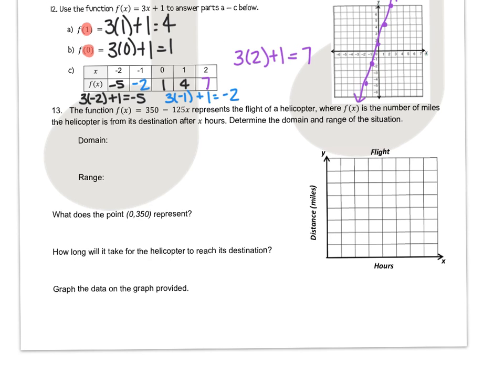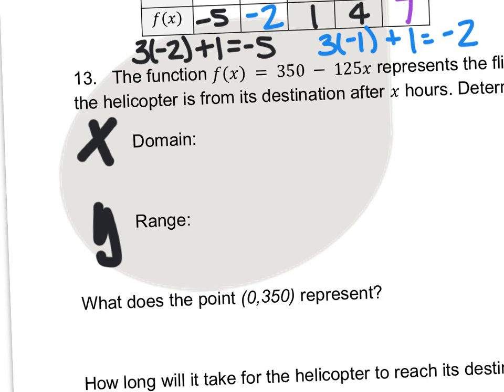So for problem 13, the function f of x equals 350 minus 125x represents the flight of a helicopter, where f of x is the number of miles the helicopter travels from its destination after x hours. Determine the domain and the range of the situation. So remember, your domain is your x values and your range is your y values. So that tells us our domain is going to have something to do with our time, and our range is going to have something to do with our distance.